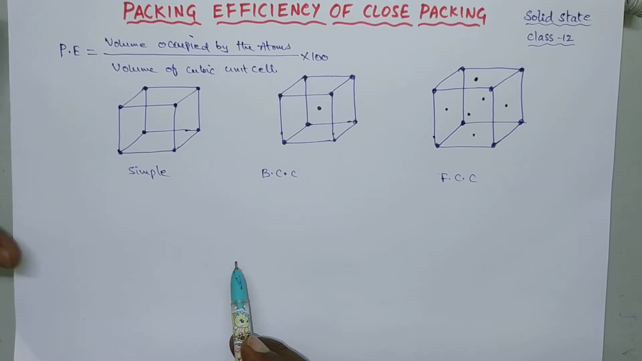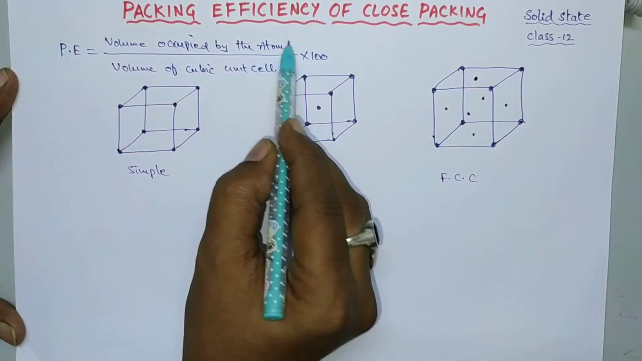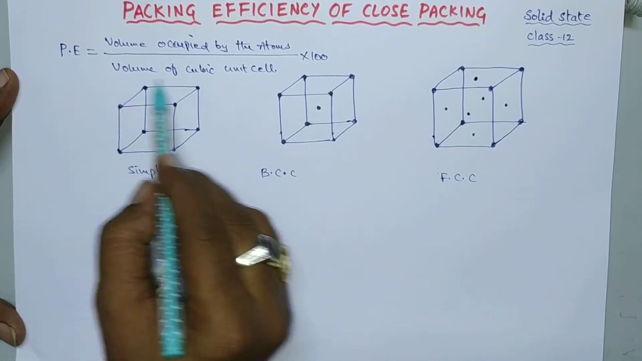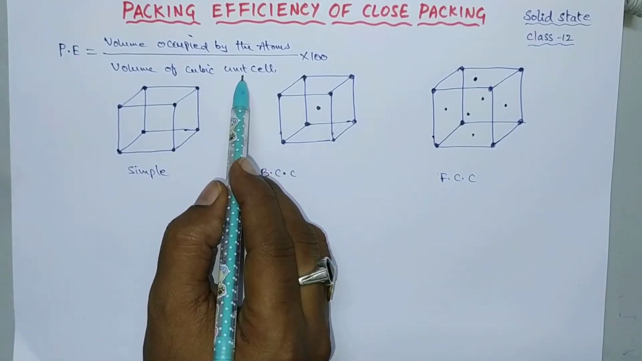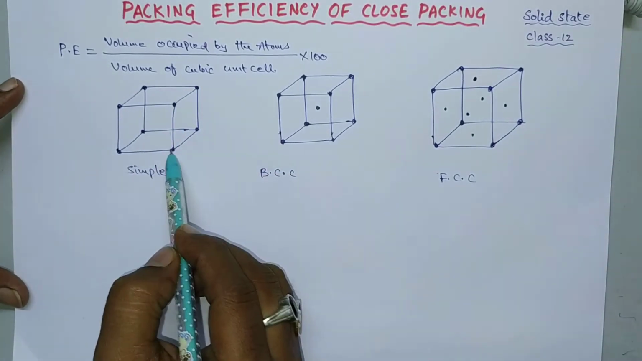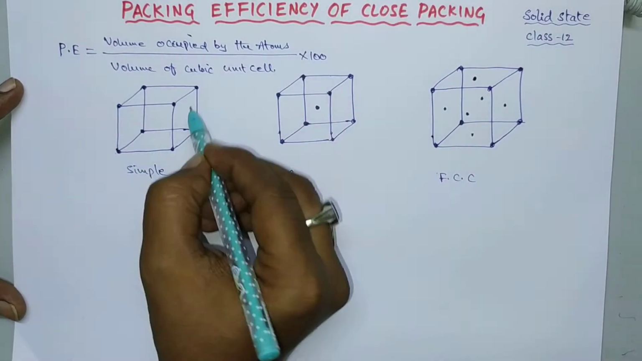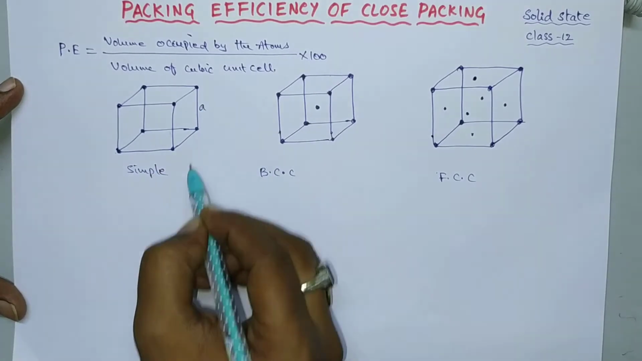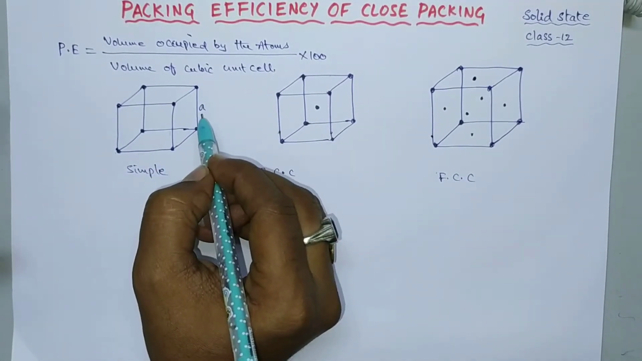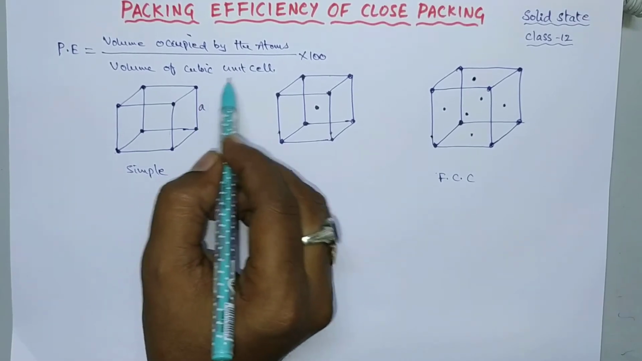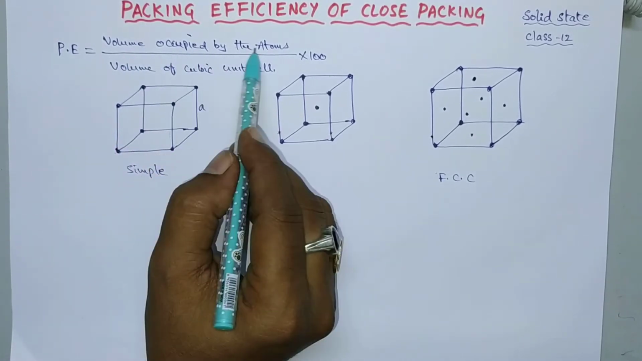Now we have to consider the volume occupied by the atoms divided by the volume of the cubic cell. The volume of the cubic unit cell is simply the cube of the side. Let the side, that is the edge length, be a. So the volume of the cubic unit cell will be a cube.